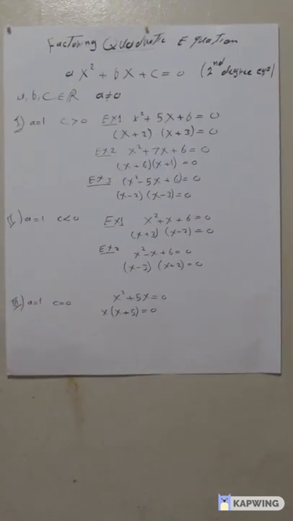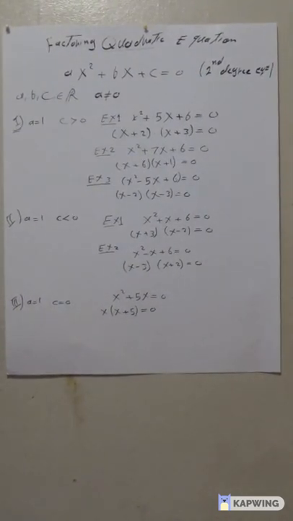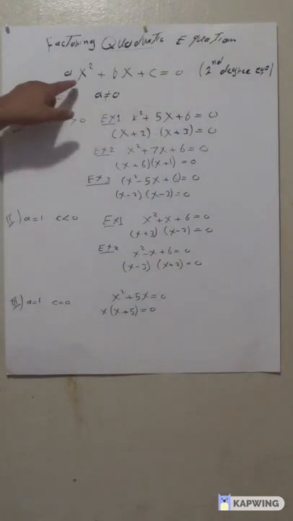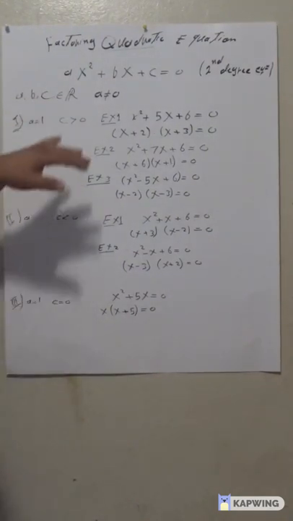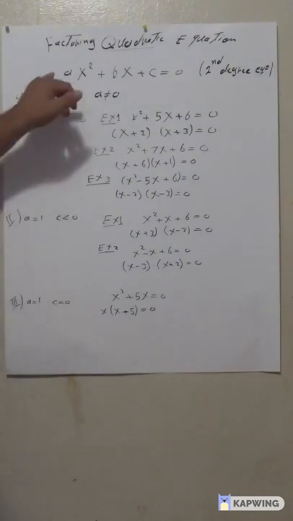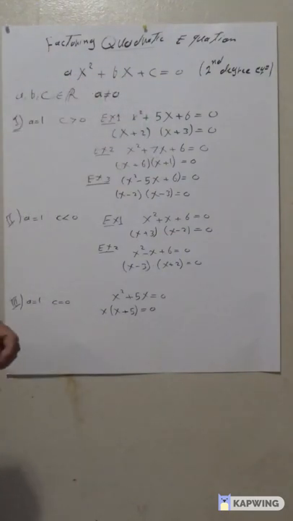Today we will talk about factoring quadratic equations. The quadratic equation comes in the form ax squared plus bx plus c equals 0. a, b, and c are real numbers, or any numbers. a cannot be 0, because if a equals 0, this equation will not be a quadratic equation, or will not be an equation of degree 2. This will be a linear equation.